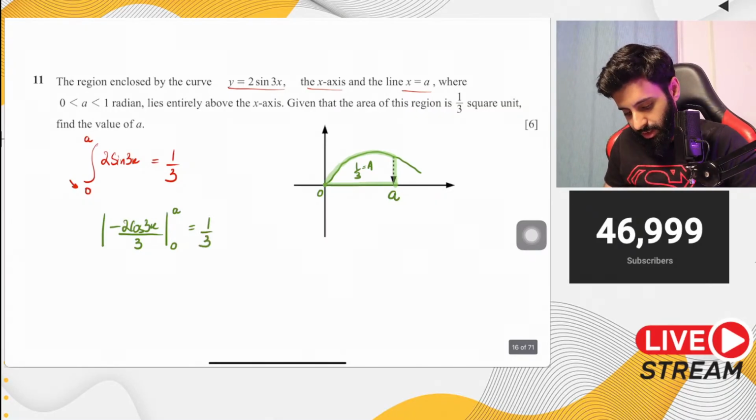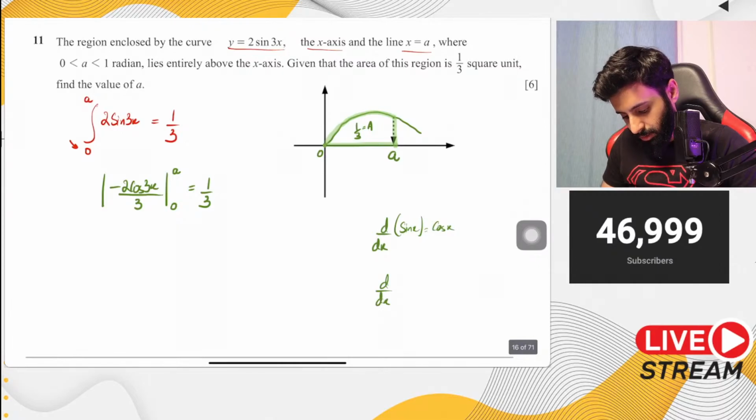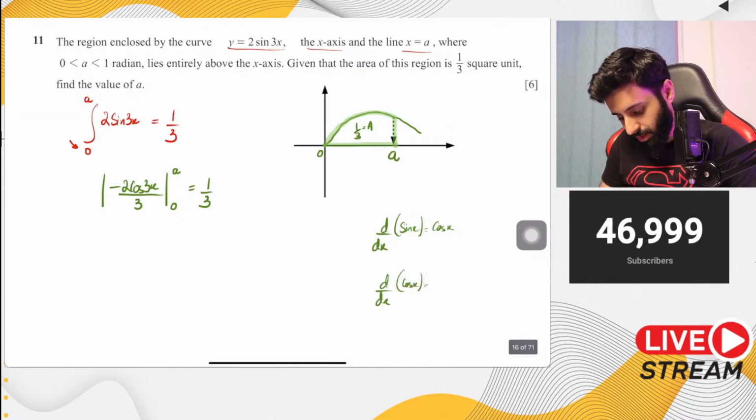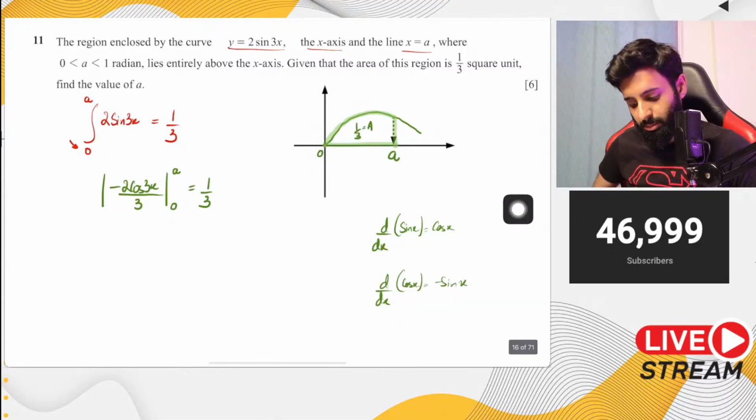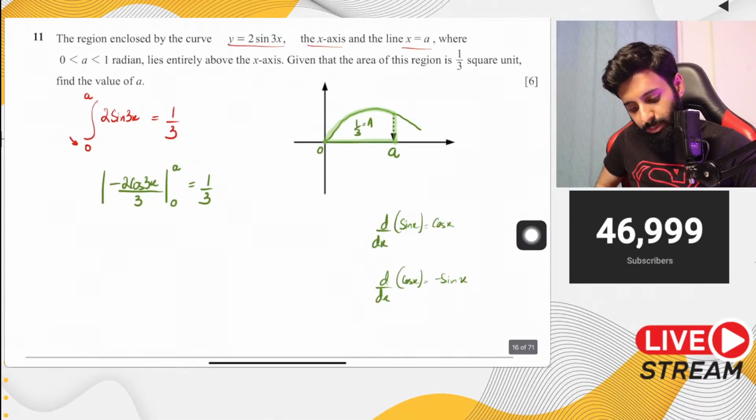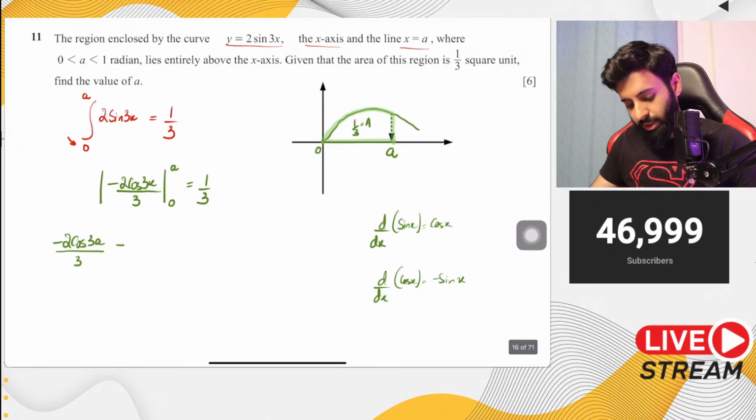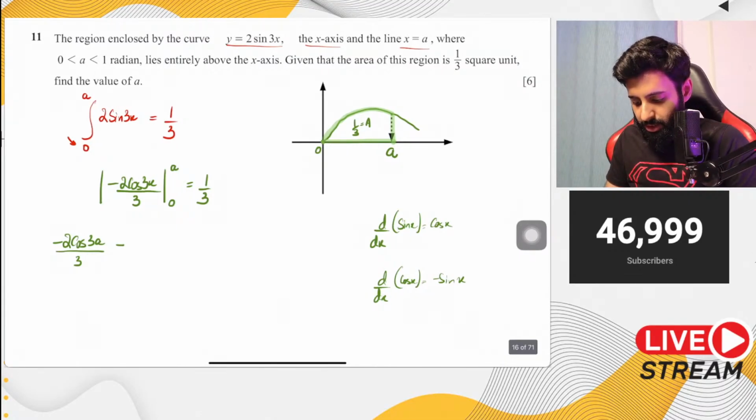Like I said, just remember this: the differential of sine is cos, and the differential of cos is minus sine, which means the integral of sine will be minus cos. Now let's plug in the limits. So minus 2 cos 3a upon 3 is the upper limit plugged in, and now let's plug in the lower limit. Make sure your calculator is in radian mode because the question says so. Minus 2 cos 3 into 0 divided by 3.